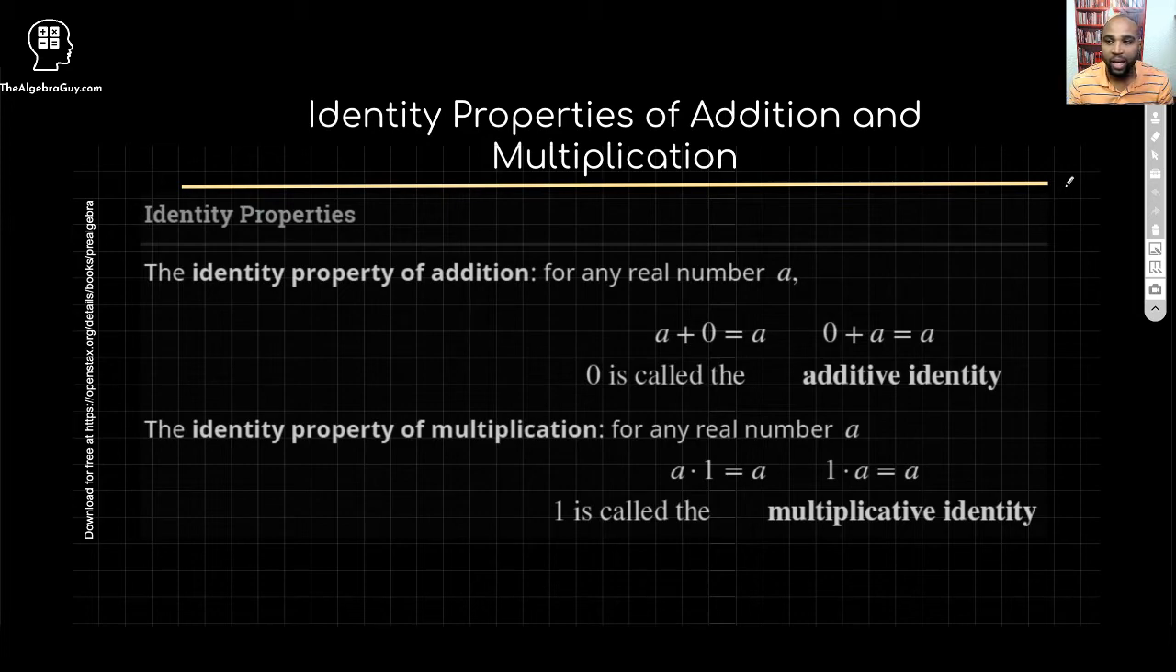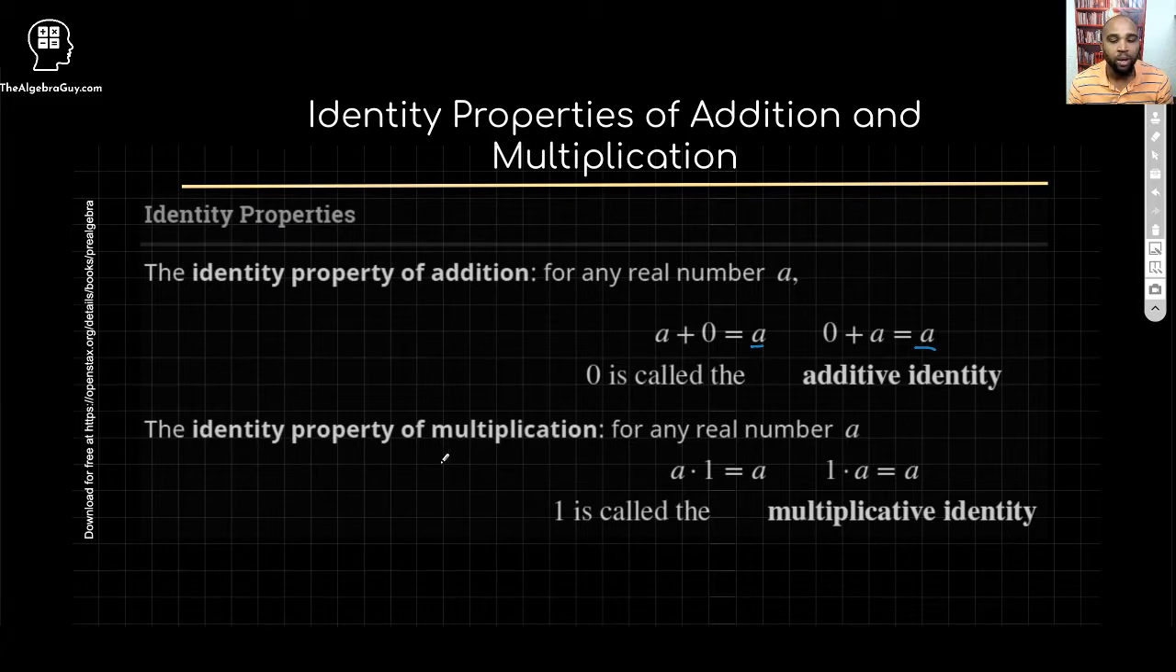So for the identity property of addition, we want to know what can we add to A to get the same thing, because that's the identity. So it makes sense, right, to add 0 to it and you get the same thing. So whether you put A plus 0 or 0 plus A, you're going to get A. So that's how you represent the identity property of addition.